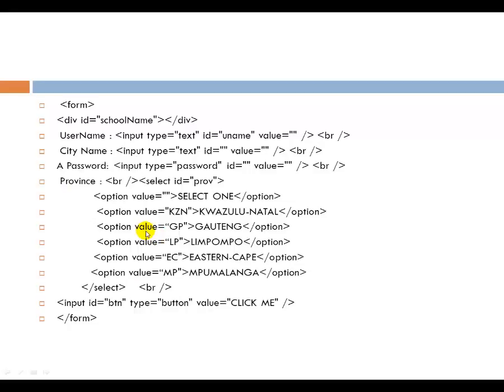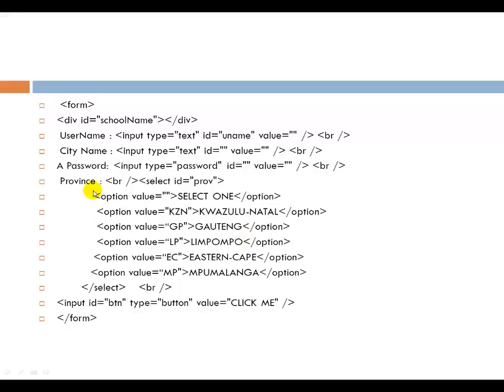So for the sake of space here, I've only created about 5 options here. So I've only set up 5 options, which is KwaZulu-Natal, Gauteng, Limpopo, the Eastern Cape, and the Mpumalanga province. But you are welcome to actually exercise and put in more provinces that you know in South Africa or in any other country. This is just for exercise purposes.